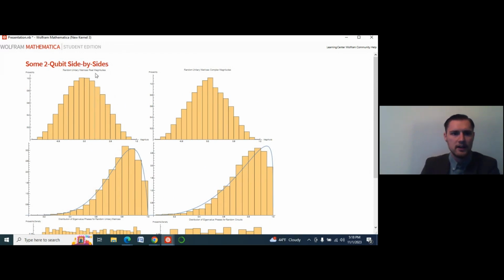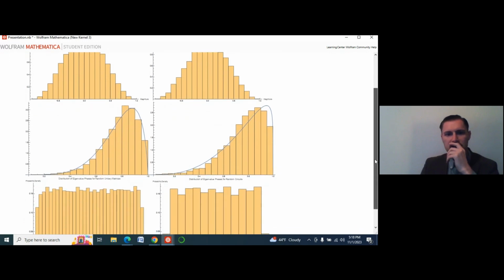When you have random unitary matrices and you look at the magnitudes of the real parts of the matrix elements, the left side here is where we know this is a random unitary matrix generated data set. It looks like this. Here's what it looks like when you use my method and sample randomly. It's just a little bit different.